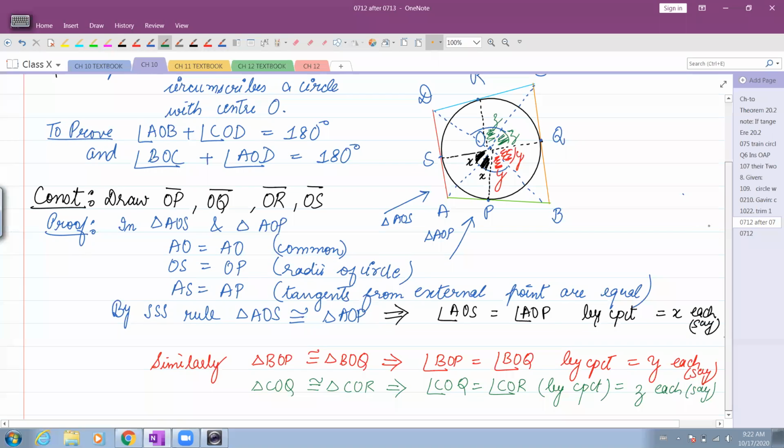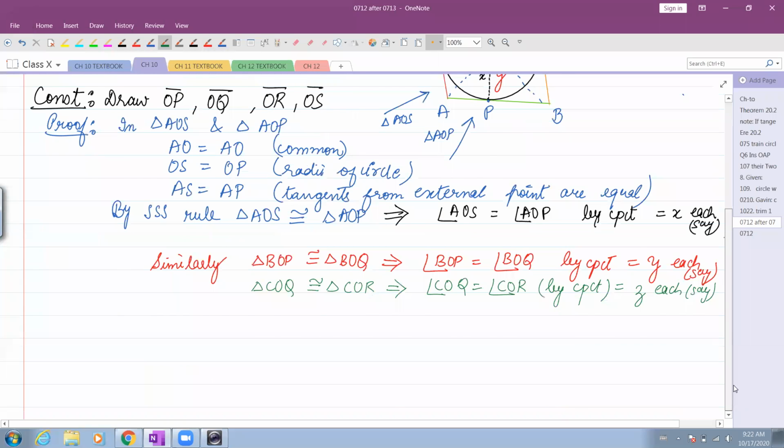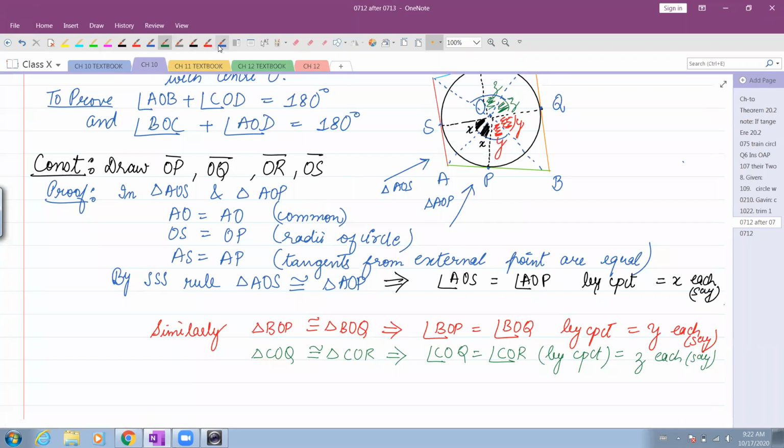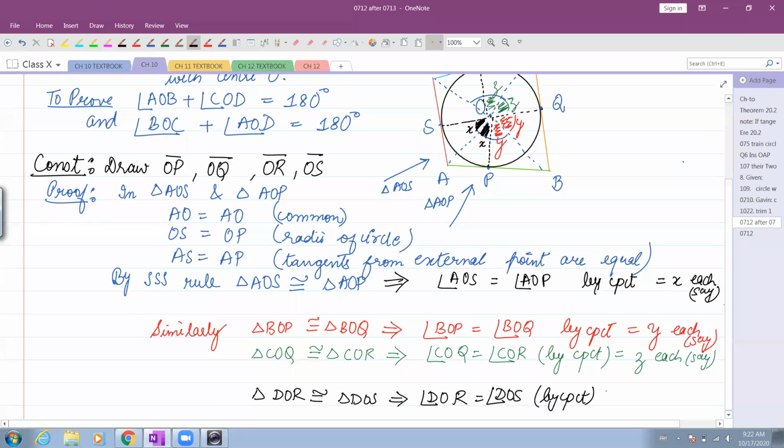Let's take the fourth pair of triangles. Triangle DOR will be congruent to triangle DOS. Angles at the center will be equal by CPCT. Let's take them as w each. You can take numbers also if you find it convenient to mark numbers. So this angle will be w and this angle will also be w.